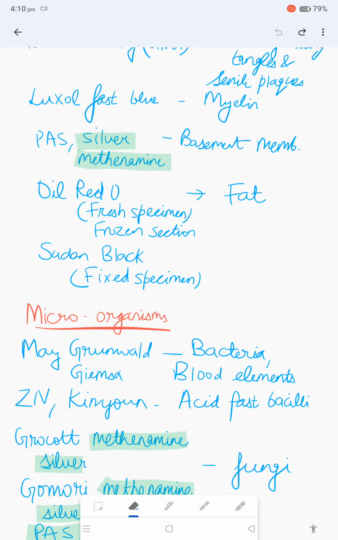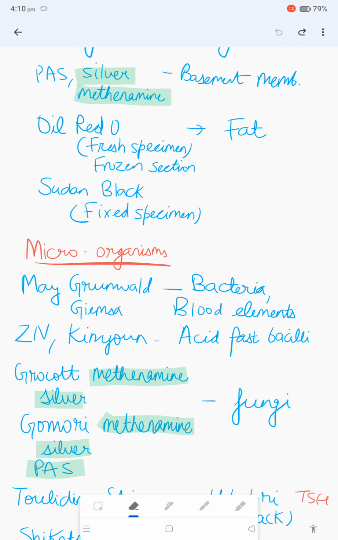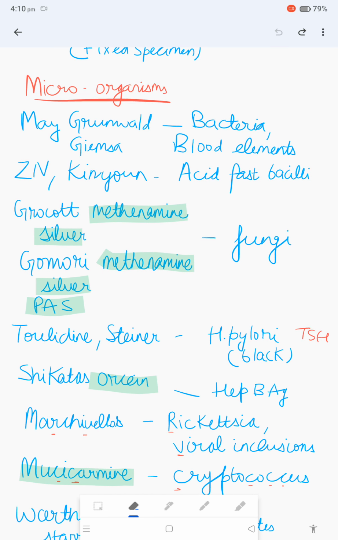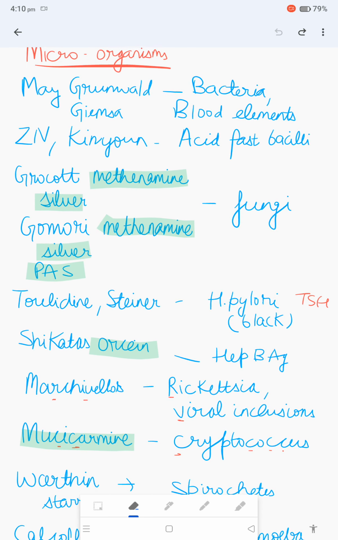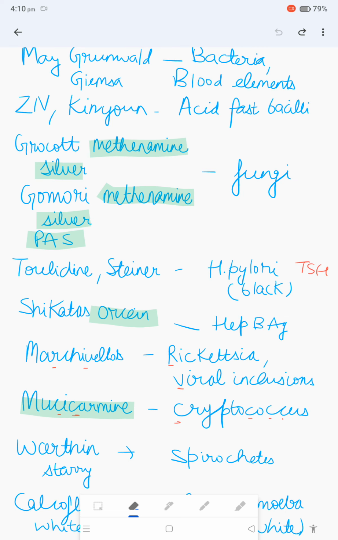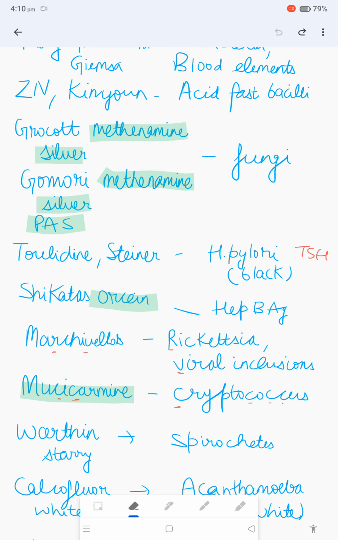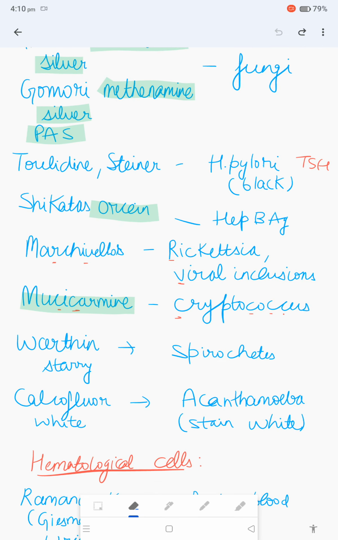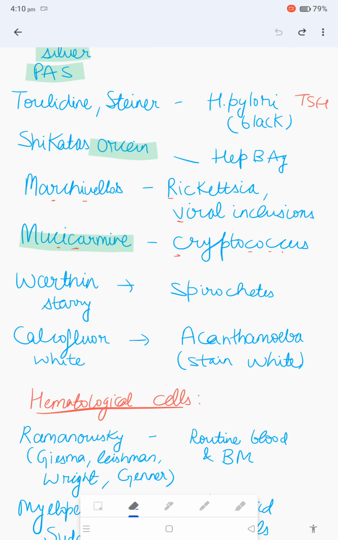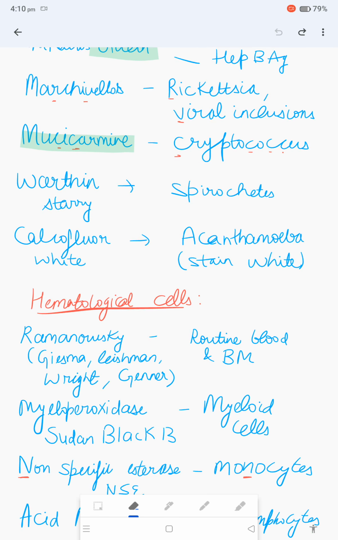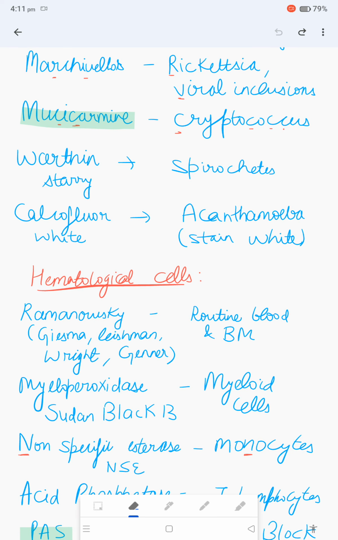Then for fat we have oil red O and Sudan black. Oil red O for fresh specimen and Sudan black for fixed specimen. Then in microbes we have May-Grünwald Giemsa stain for bacteria and blood elements, Ziehl-Neelsen stain for acid fast bacilli, Grocott methenamine silver and Gomori methenamine silver and PAS. PAS was for basement membrane and glycogen and here it is again for fungus. Then toluidine blue for H. pylori, Shikata orcein for hepatitis B antigen, Macchiavello for rickettsia and viral inclusion, mucicarmine for cryptococcus, Warthin-Starry, spirochetes, dark ground microscopy, calcofluor white for Acanthamoeba.